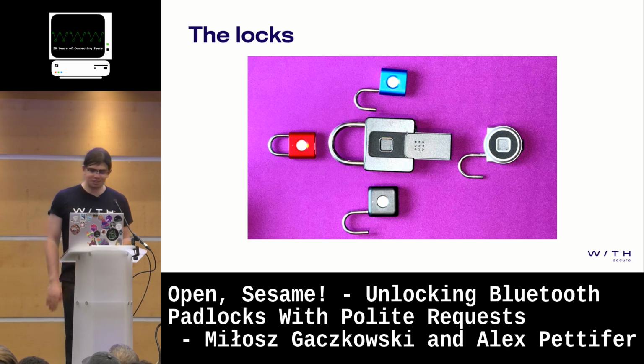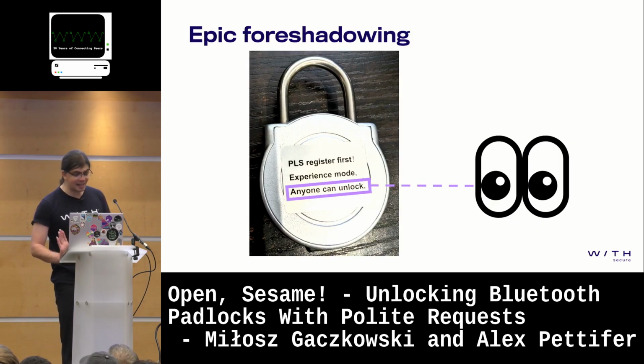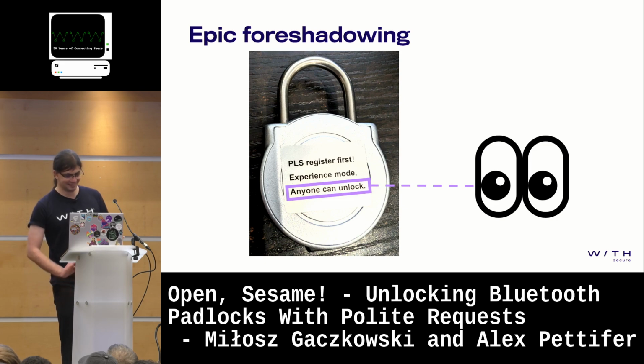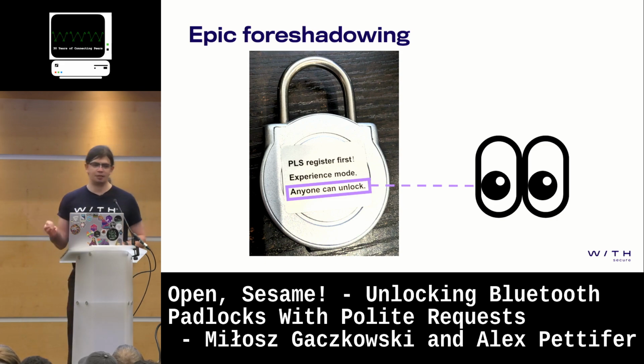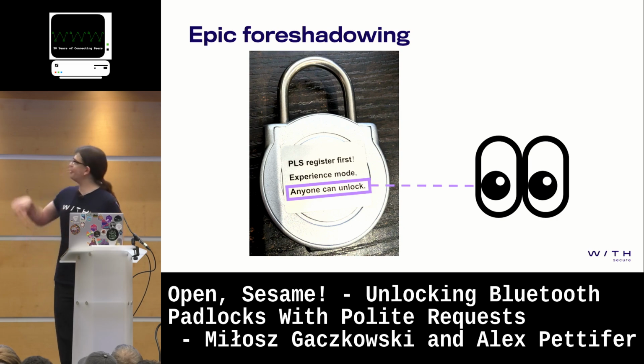Now, on the back of these locks, or on little pieces of paper attached to them, there is a little bit of precaution written that I find very entertaining. It says, please register first. Experience mode. Anyone can unlock. Now, I know what they're actually trying to say. What they're trying to say is that if you haven't first paired the lock with a phone, or if you haven't set up fingerprints, then they will just unlock when you touch them. But I find the phrasing quite amusing, especially given what we'll be doing in a moment.